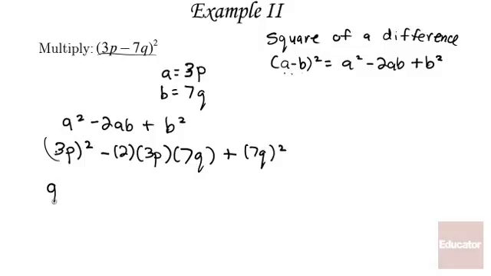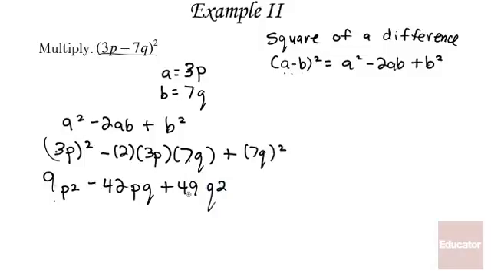3 times 3, that's 9p squared. So it's 9p squared. 2 times 3 would be 6 times 7 is going to give me 42. So there's a minus 42pq. 7 times 7 is 49q squared.